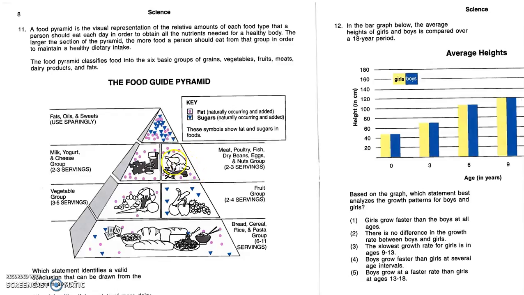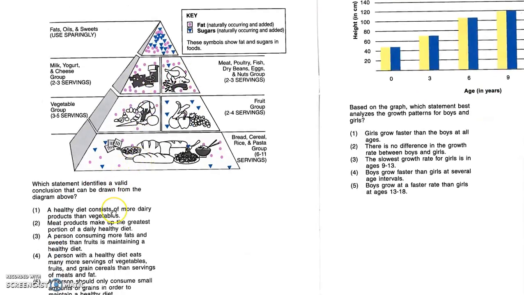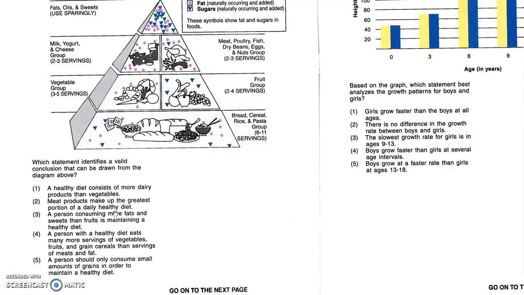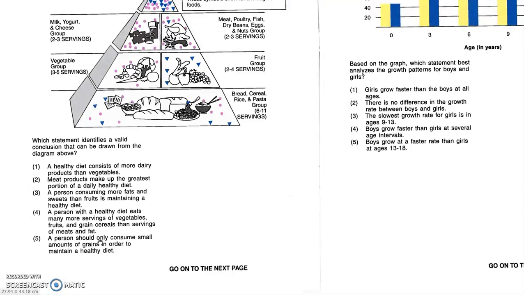Okay, let's have a look at the question. Which statement identifies a valid conclusion that can be drawn from the diagram above? A healthy diet consists of more dietary products than vegetables. Meat products made up the greatest portion of a daily healthy diet. A person consuming more fats and sweets than fruits is maintaining a healthy diet. A person with a healthy diet eats many more servings of vegetables, fruits, and grain cereals than servings of meats and fat. A person should only consume small amounts of grains in order to maintain a healthy diet.